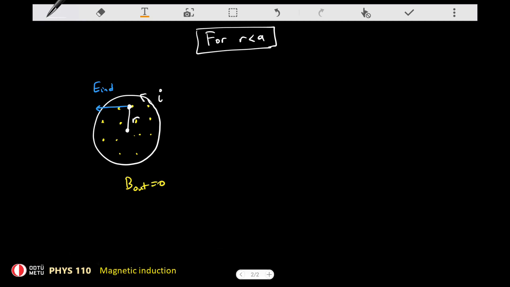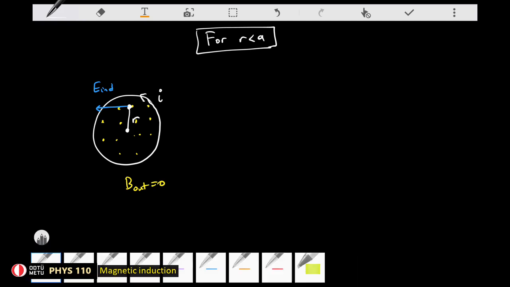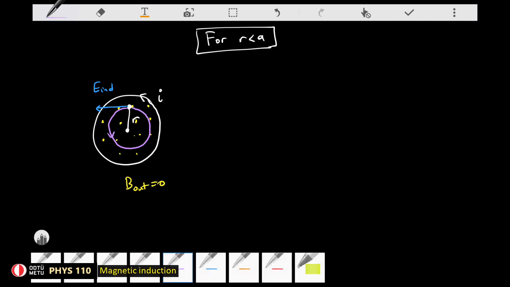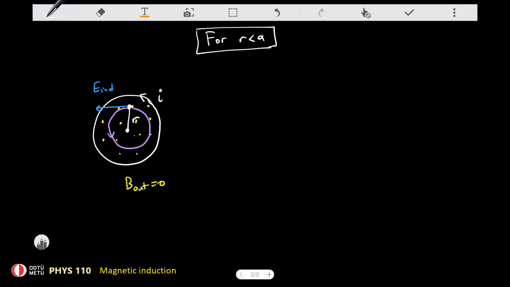To be able to find this, I imagine some kind of a loop in here, so let me draw an imagined curve. This is not physical, this is just imagined. But I can also imagine that I can place a wire in there. Without the wire, I can also talk about the EMF. So there's some kind of a loop in here, this imagined loop. I'm also going to talk about the EMF on that loop.